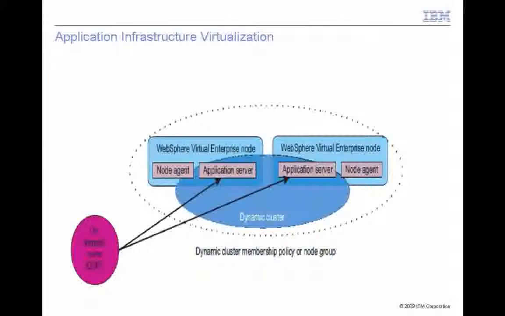The use of application infrastructure virtualization introduced in the earlier slide can be seen in this slide. Here, the application is installed on a dynamic cluster and not on a normal cluster. The application placement controller starts application server instances for the dynamic cluster based on the settings that one can choose for the dynamic cluster.